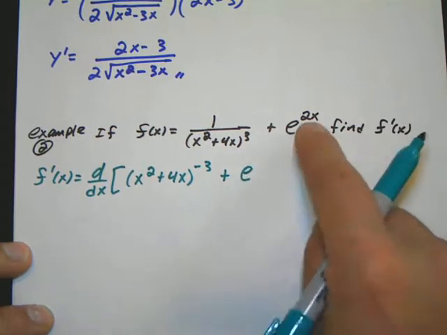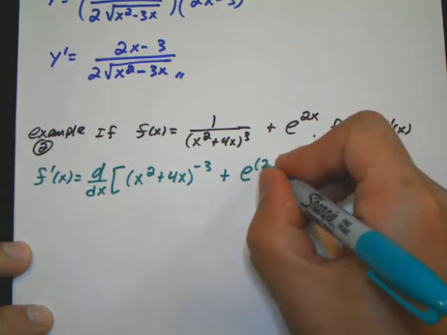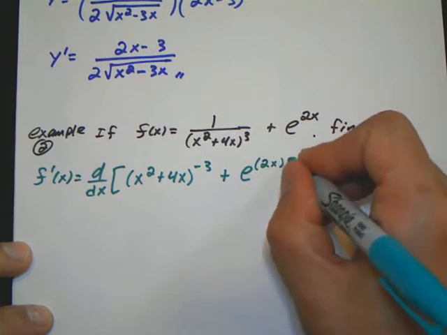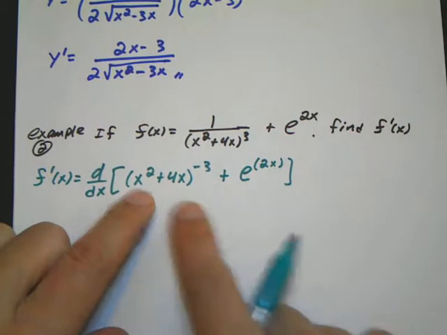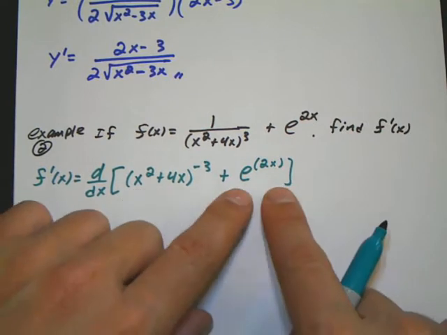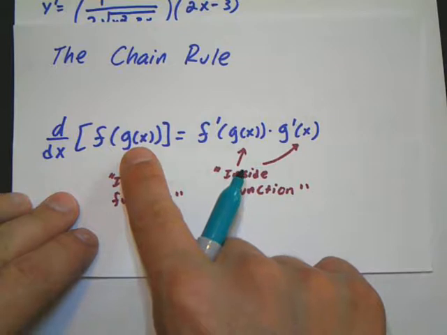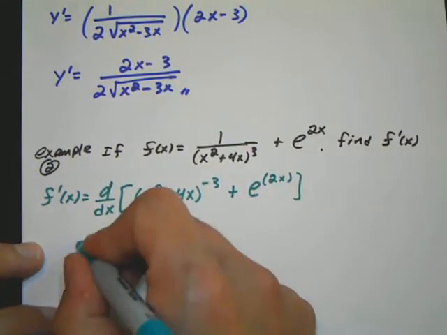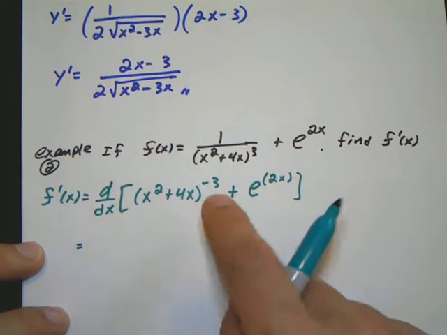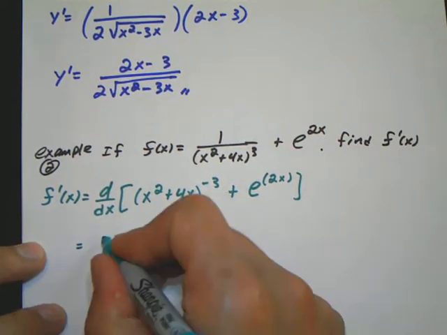That's going to be two separate chain rules, the chain rule on this one and then a chain rule on this one, because inside of the e, the inside function is 2x. Alright, so now my derivative says the outermost is the power rule of x to the negative 3, so it's going to be negative 3. Subtract the power by 1, so it's going to be negative 4. Inside stays the same.